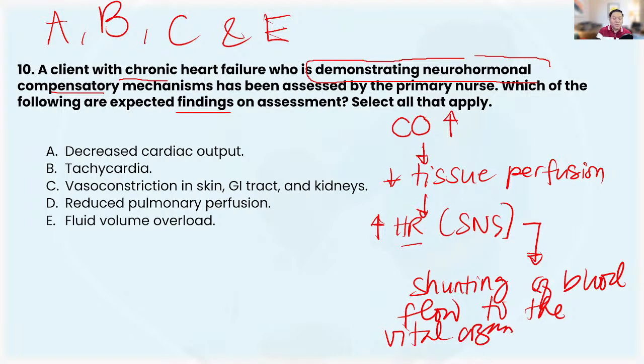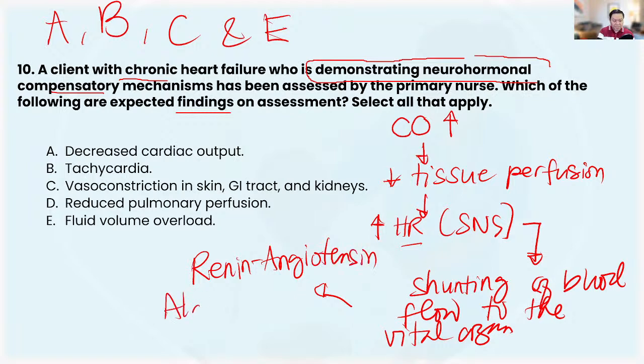Now, when this happens, the body will try to activate the renin-angiotensin-aldosterone system because of that decreased cardiac output, decreased blood pressure. So this is going to be activated. And once the body is activating that system, it can also lead to so many things. Vasoconstriction because of the angiotensin 2 effect.